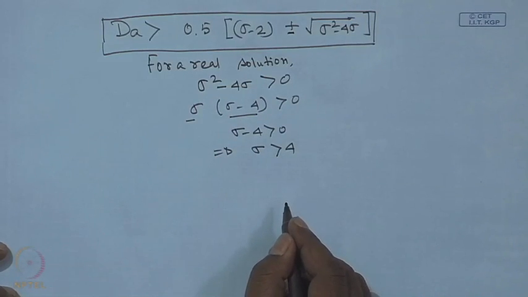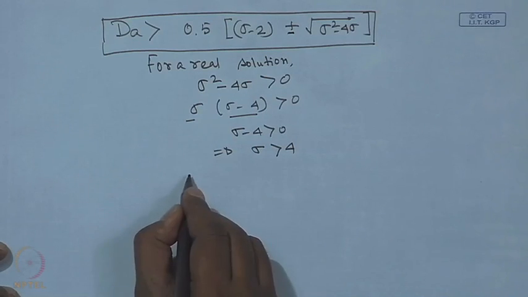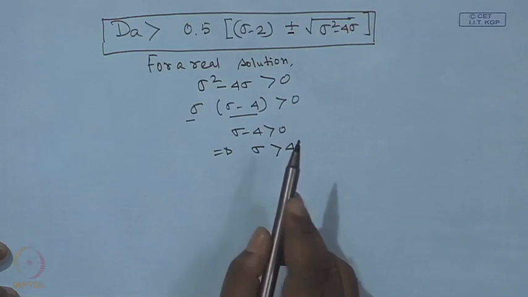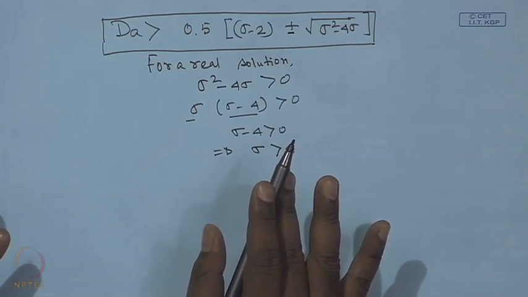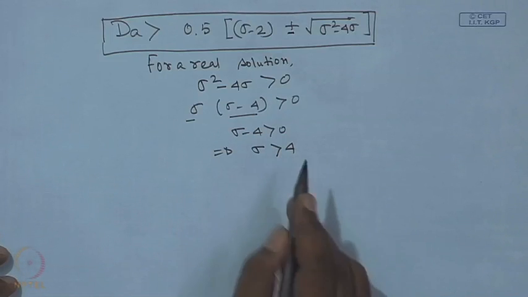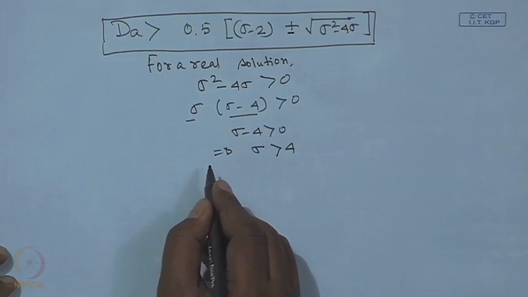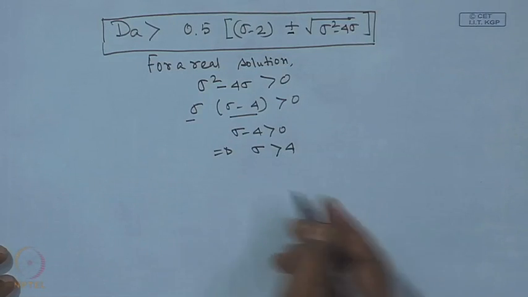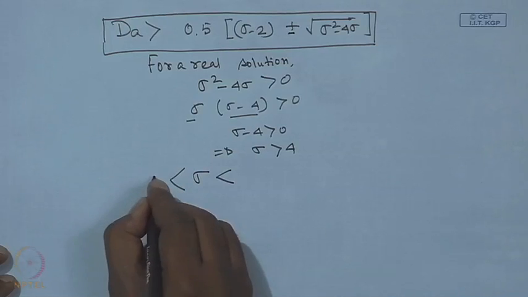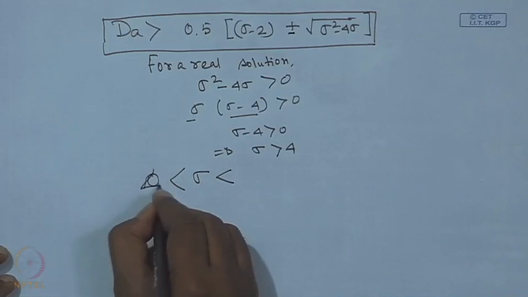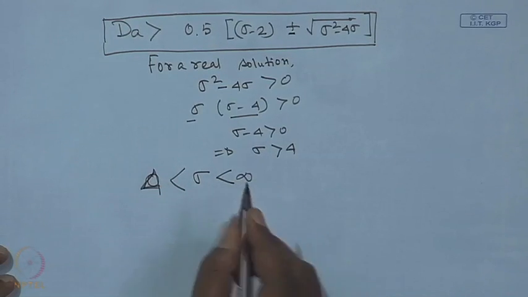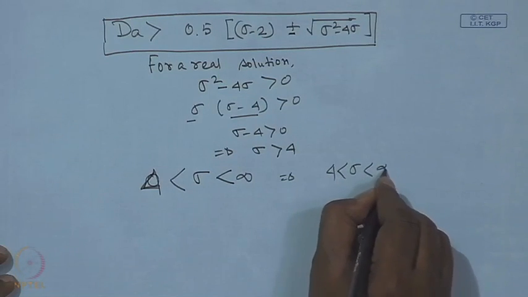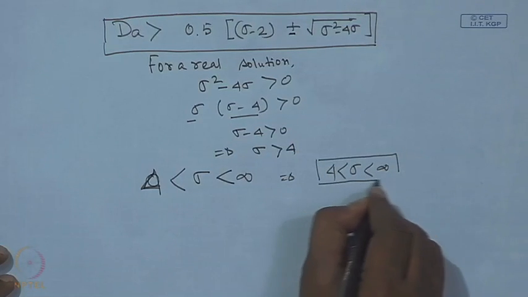So, we get a bound on sigma, and in general the maximum sigma is lying on the positive real half plane up to infinity. So, therefore, we can identify the domain of sigma. The minimum value of sigma should be 4 and the maximum value is infinity. So, sigma must be lying in the domain 4 to infinity, and we have obtained that.